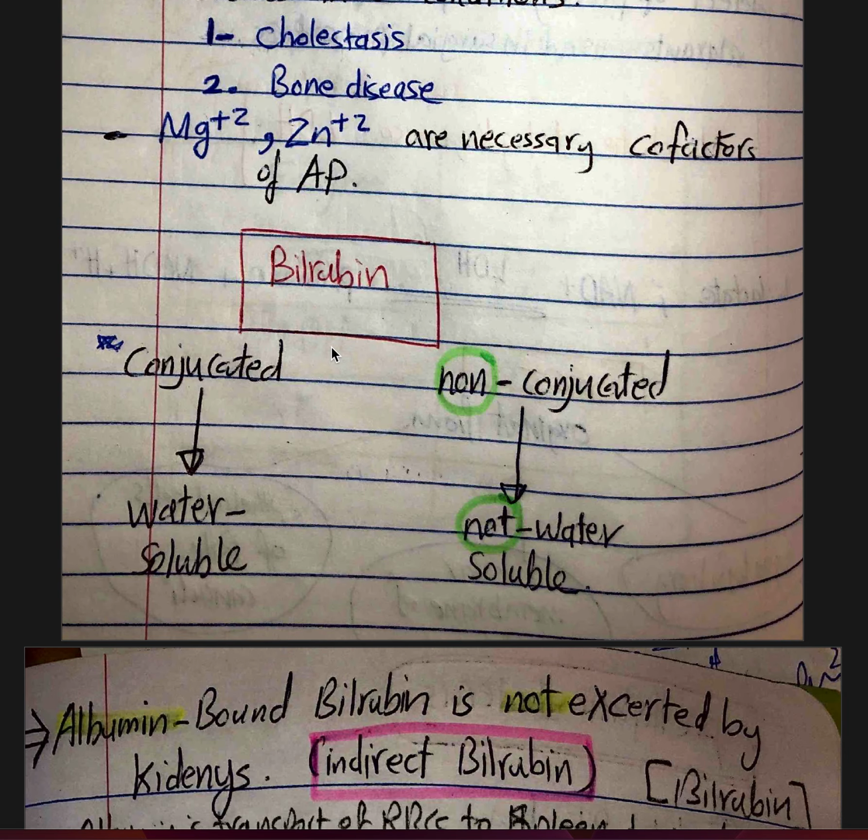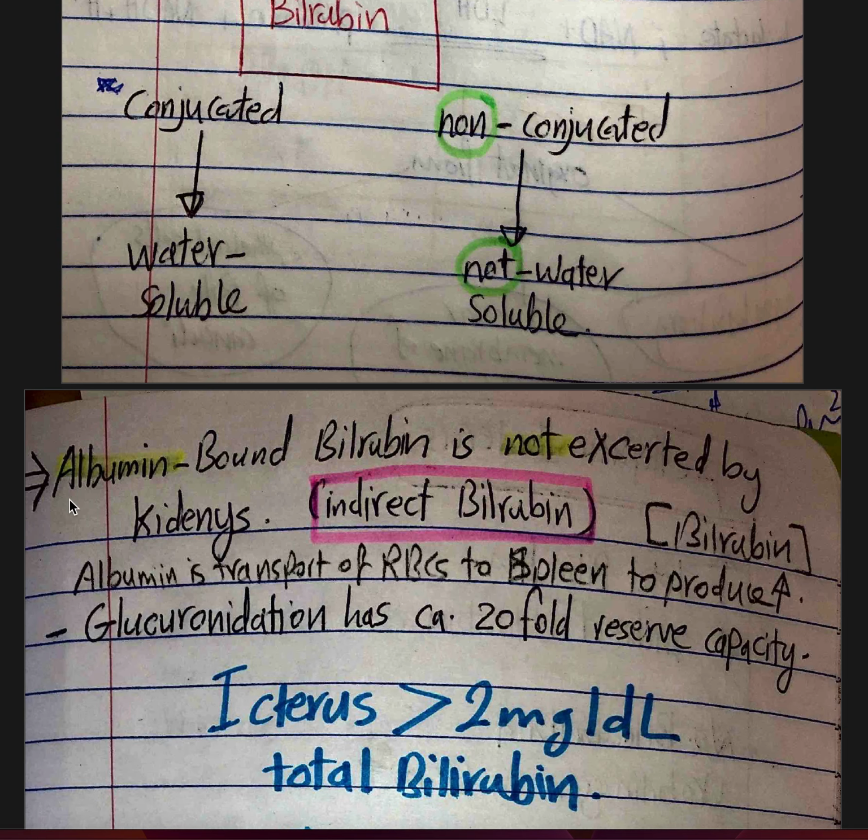And here we have the bilirubin, which is subdivided into conjugated and non-conjugated. The conjugated is water soluble, and the non-conjugated is not water soluble. It is first synthesized as non-conjugated, then transferred by the albumin inside the liver, where it will be conjugated and become water soluble, and then it is transferred to the biliary system.